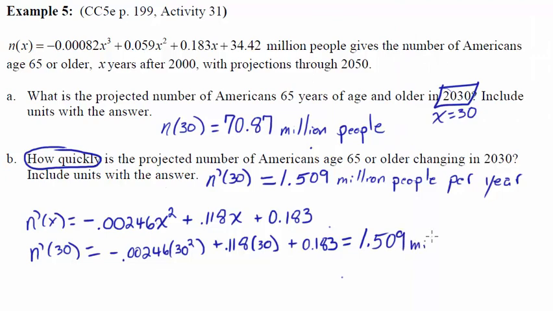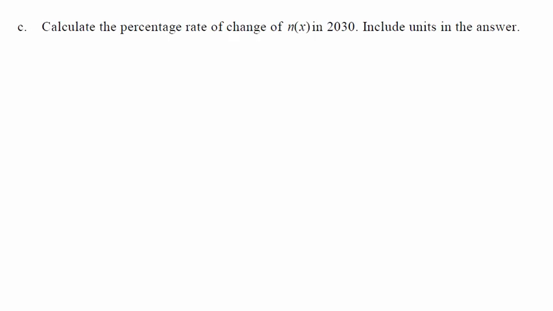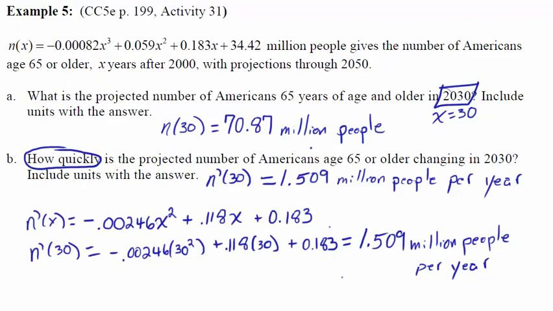As before, our units are million people per year. All right, great. Now we want to calculate the percent rate of change. Okay, so we've done this a couple times here. What I'm going to need is the derivative at 30 over the function value at 30 times 100%. Right, we just found the function value on the previous slide, 70.87.